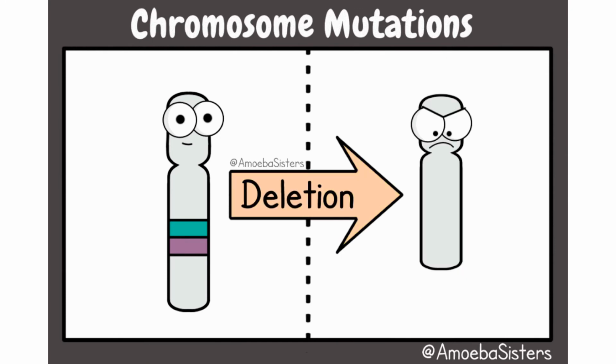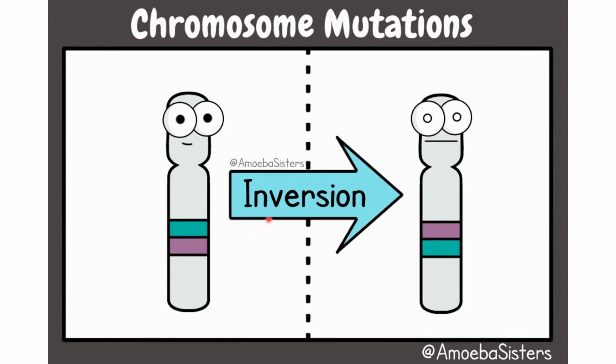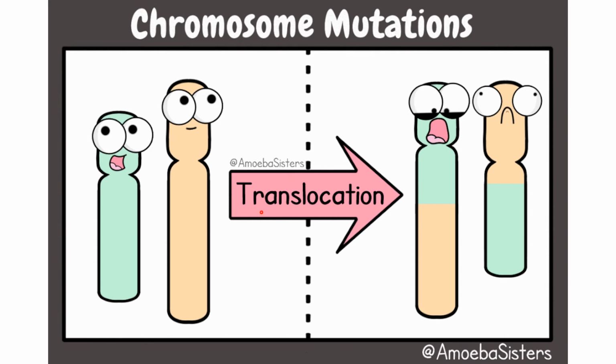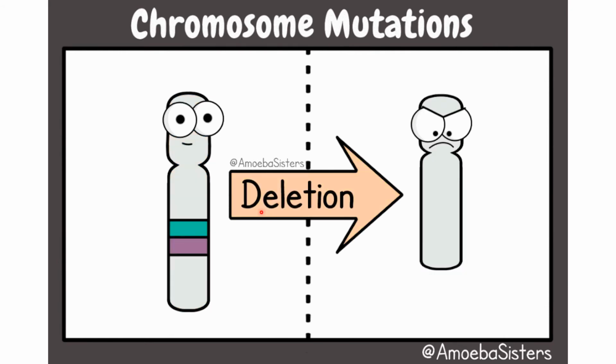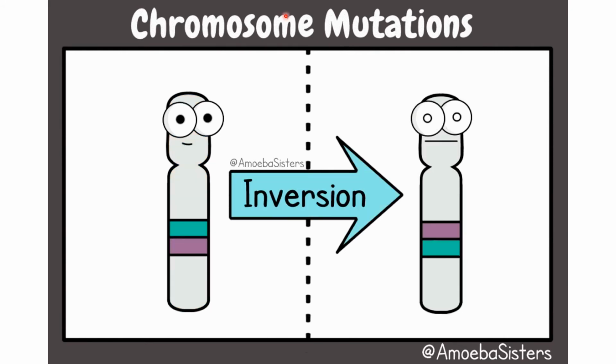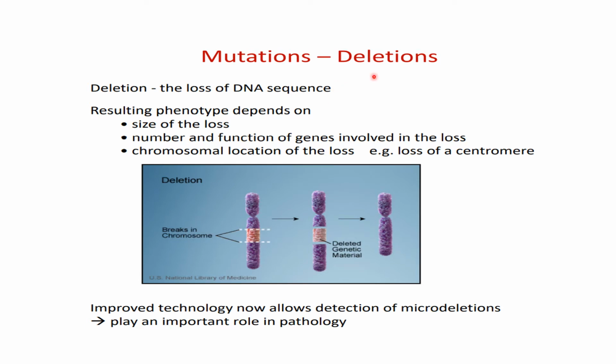There are various types of chromosome mutations, such as inversion, translocation, duplication, and deletion. Deletion mutation means the loss of DNA sequence. See this picture. This is a chromosome structure. Can you see this break in the chromosome in the Q arm? If this part is deleted, then it will change the size of the chromosome.